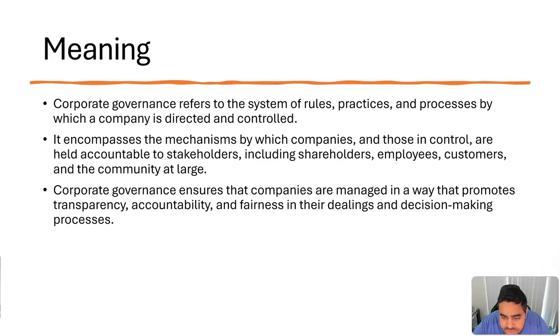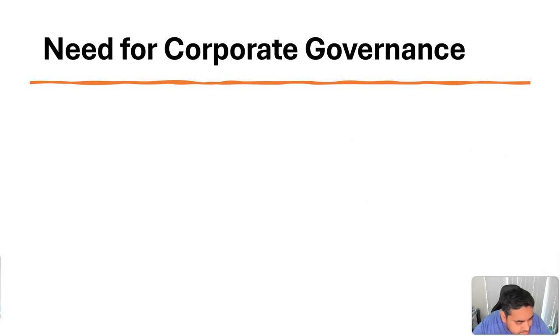Corporate governance ensures that companies are managed in a way that promotes transparency, accountability, and fairness. So we need to understand that these three things are very important: transparency, accountability, and fairness. We are going to discuss this in detail later in this video. So whenever you are setting up the system for corporate governance, it has to be based on transparency, accountability, and fairness.